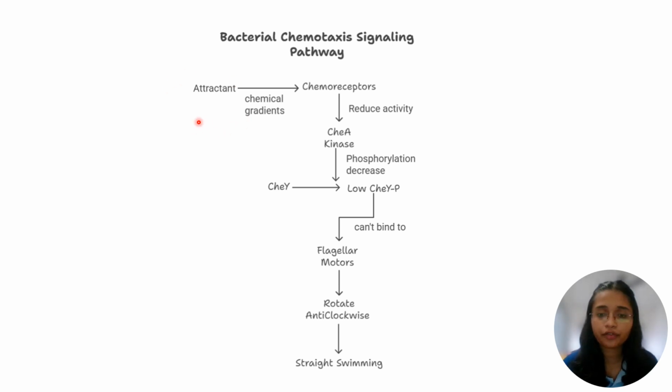But when the attractants, which are the nutrients, are present in the environment, they can be sensed by this chemoreceptor, and it reduces the activity of CheA kinase. Now as the activity of CheA kinase is reduced, the phosphorylation of CheY is reduced. So it cannot bind with the flagellar motors, because of which the flagella start rotating anticlockwise and the bacteria continue going forward without changing direction.